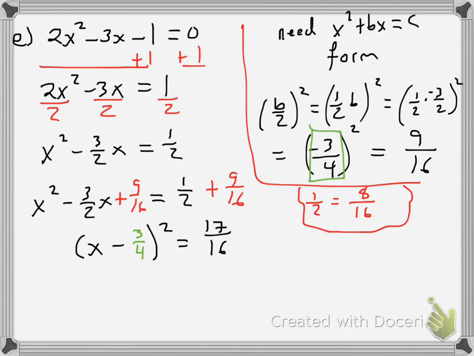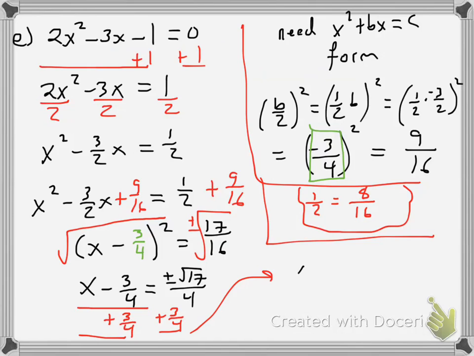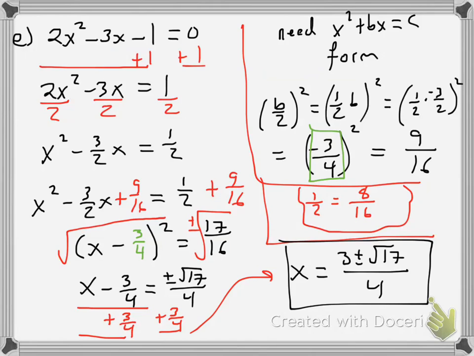So again, what undoes the square is the square root. So we're going to square root both sides. Don't forget your plus and minus. x minus 3/4 is equal to plus or minus the square root of 17 over 16. I don't know what the square root of 17 is, so we're going to leave it as the square root of 17, but I do know that the square root of 16 is 4. We'll add 3/4 to both sides, and because they both have a denominator of 4, we can write it as a single fraction, and there we have it.